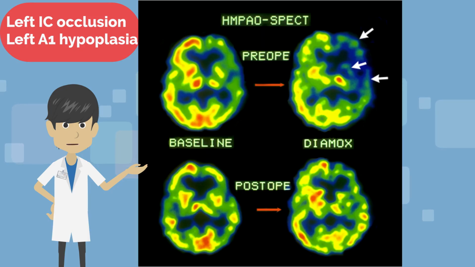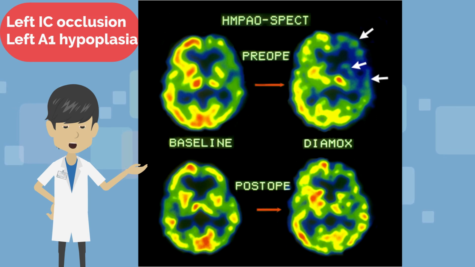This is a case of left internal carotid artery occlusion. Hypoplasia of the A1 portion of the left anterior cerebral artery was observed. At rest, cerebral blood flow in the left internal carotid artery territory is already reduced. In this area, the cerebral blood vessels are already dilated. After acetazolamide, Diamox, loading, the left internal carotid artery area is not further vasodilated.